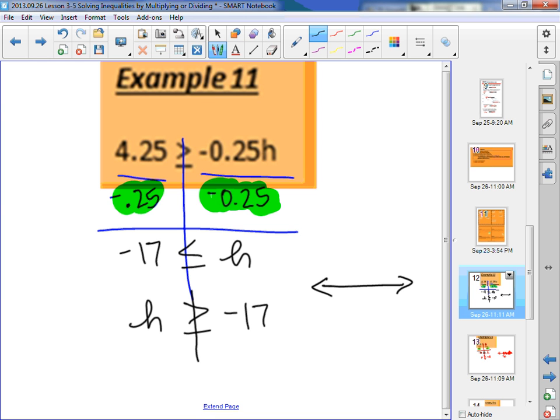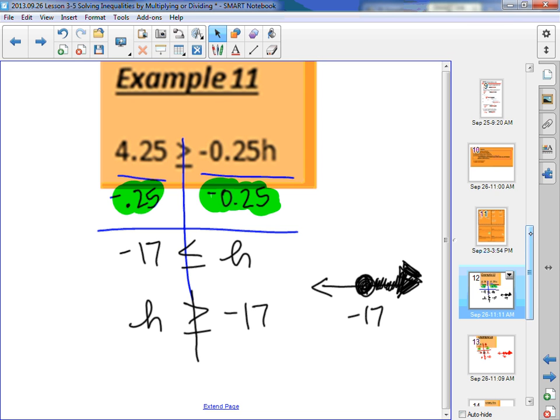Cursive. I don't know why. I guess I could write it just normal. I don't know. It's a good question. Yep, shaded circle and shade all the way to the right.